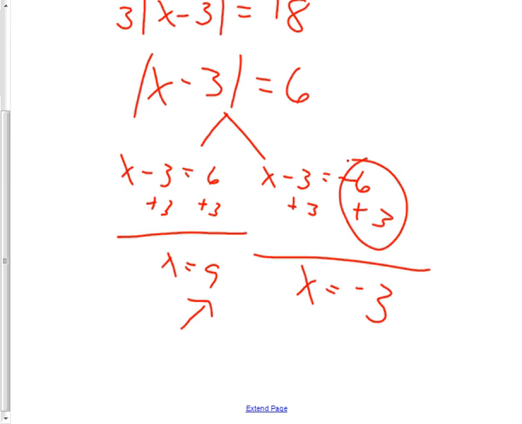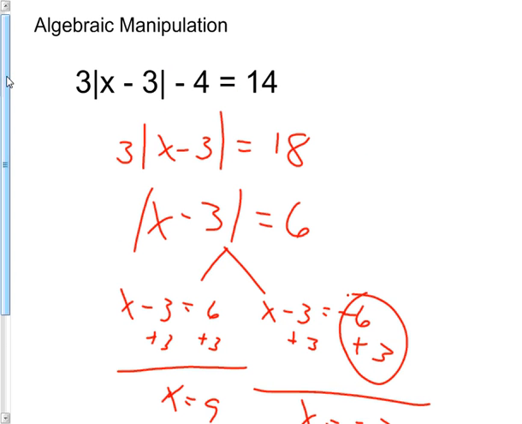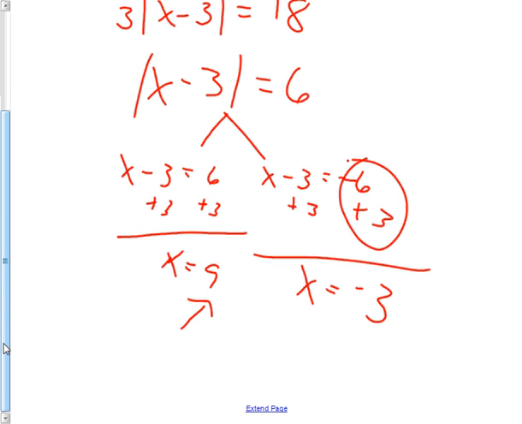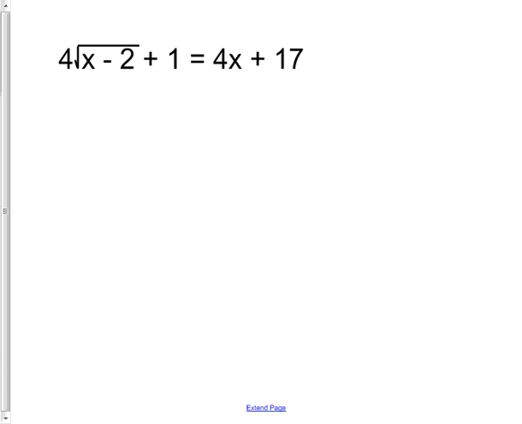All right, but this is a whole number, so it should just work. 9, if I stick it in here, 9 minus 3 is 6. Absolute value of 6 is 6, times 3 is 18, minus 4 is 14. So it worked. And the other one will work too. So there we go. Raise your hand if you had that one right. Good. Moving on. Try this one.